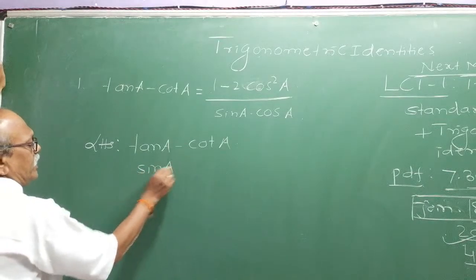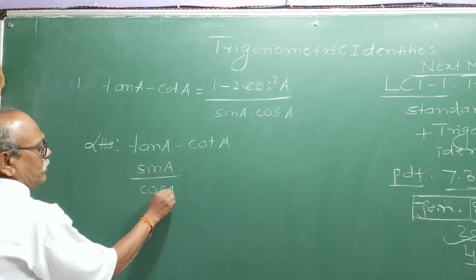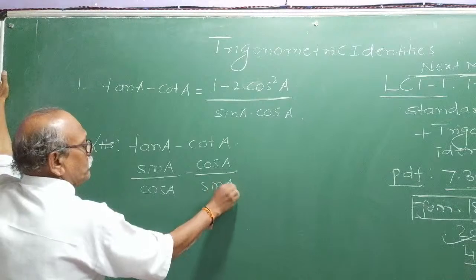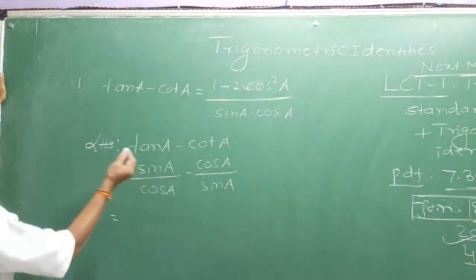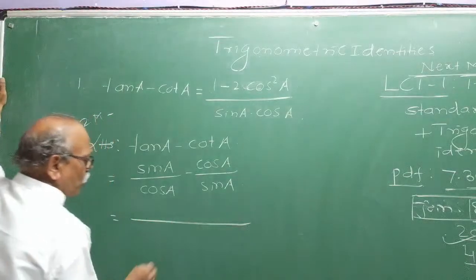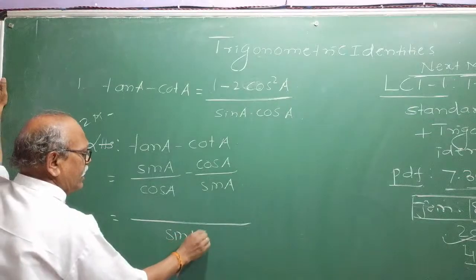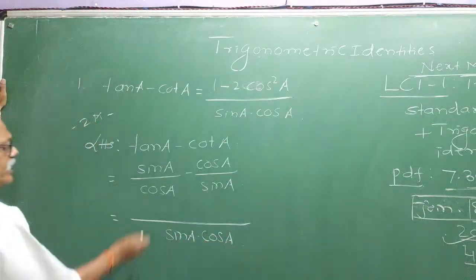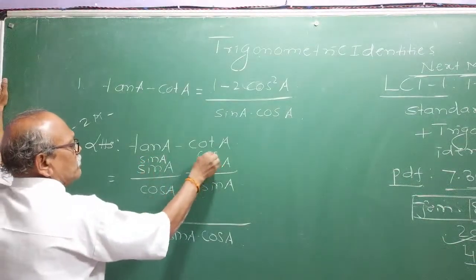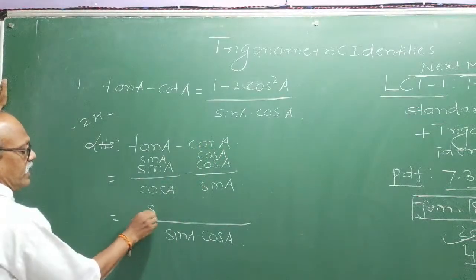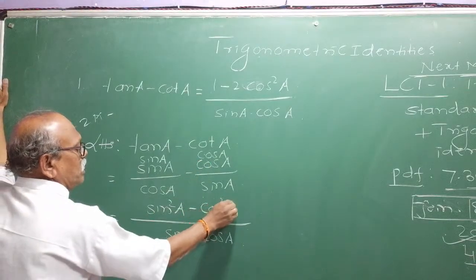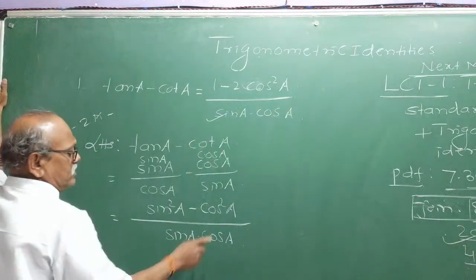You can write it as sin A upon cos A minus cos A upon sin A, and you can take the LCM. It is a very easy question, may appear for just 2 marks. The LCM will be sin A into cos A. You can write sin A into sin A as sin square A, minus cos A into cos A which is cos square A. Observe the numerator; the denominator of the RHS is already ready.